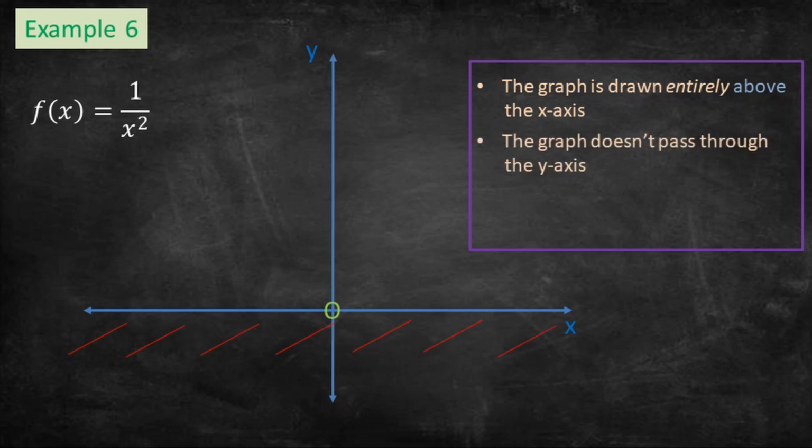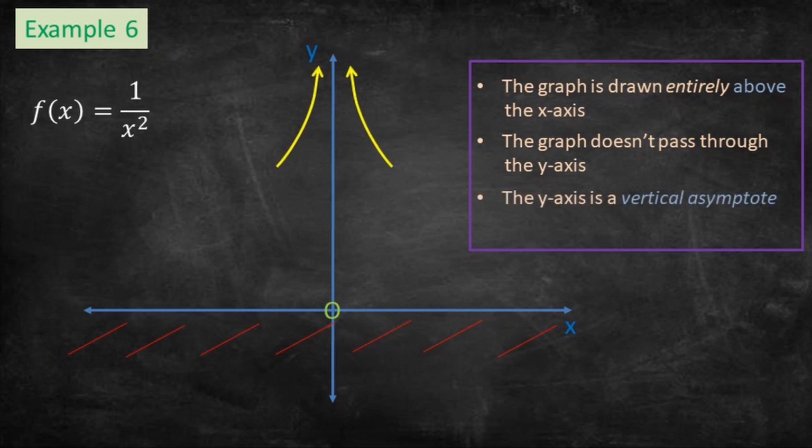Also, as we plug in numerically smaller and smaller values of x, 1 over x squared becomes larger and larger. So that means that the function values are getting larger and larger for numerically smaller and smaller values of x. So the y-axis is a vertical asymptote.